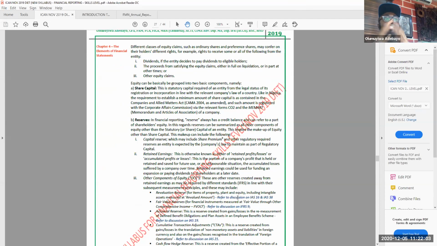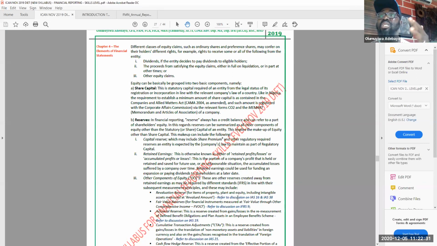And remember, equity has its own components. It can be grouped as follows. Equity starts from your share capital. This is your statutory capital. Okay? That's why we always tell people that equity is not the same thing as capital. Capital is a component of equity. Okay? Other components of equity are reserves. And from my own understanding, reserves can be grouped as follows.